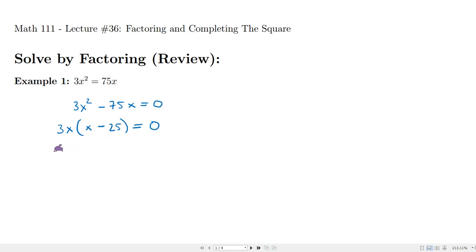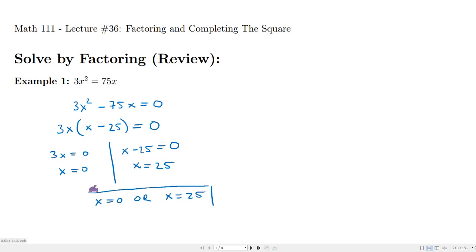And now the property of 0 would say that 3x is 0, or x minus 25 is 0. This would say x is 0, and then adding 25 over, we have x is 0 or x is 25, and those would be our two solutions.